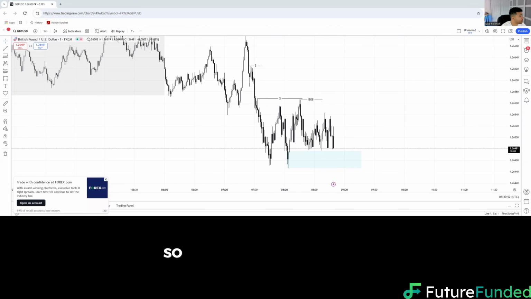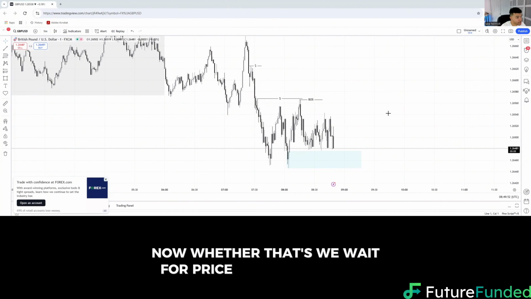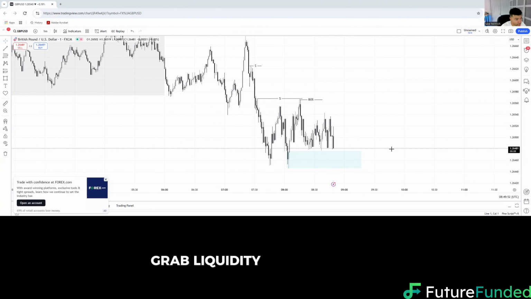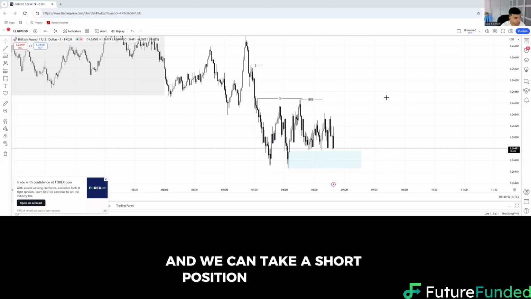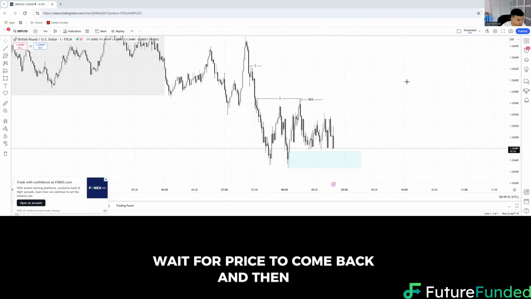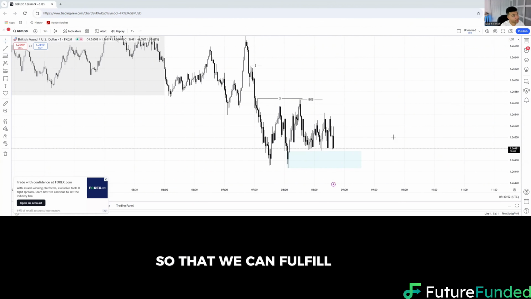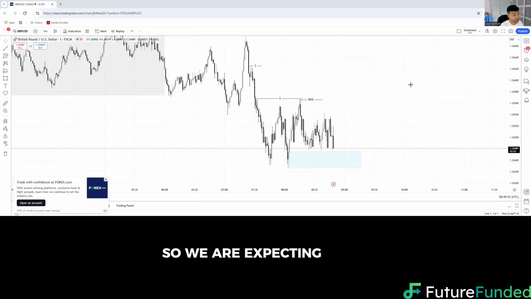Okay, so we now know that we want to trade within this. Now whether we wait for price to push up, break the structure, grab liquidity, and then come back down into this area, and we can take a short position and actually sell into the POI, or whether we want to see a break of structure, wait for price to come back, and then look for longs up to this level or where this POI is right here, so that we can fulfill that slight retracement. Like I said, the 1-hour is broken structure, right? So we are expecting some kind of retracement or pullback, so we could go in line with that.